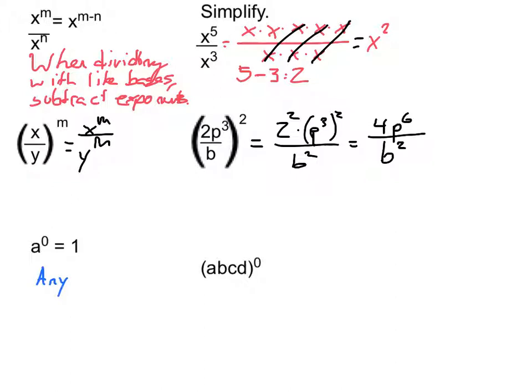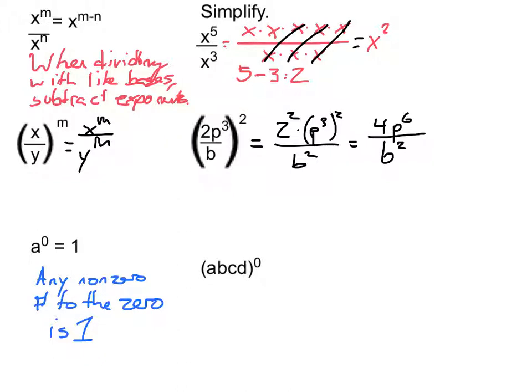So the big key here: any non-zero number to the 0 is 1. Now I have some facts to back that up here, and it involves what we just did.